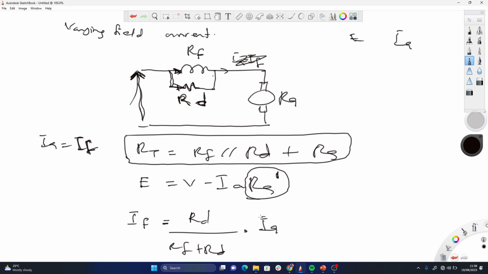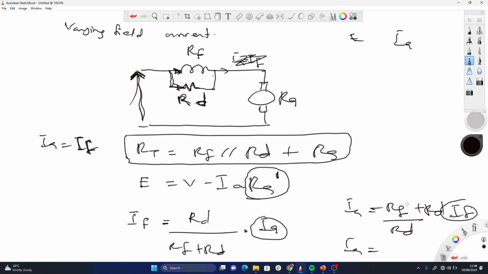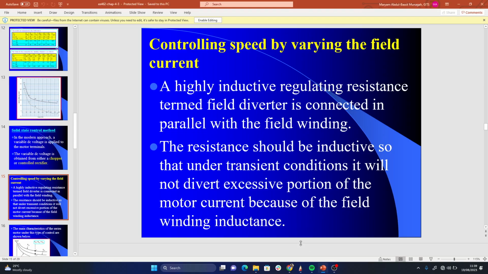So I need IA. IA will be equal to RF plus RD over RD, times IF, sorry. So it means I'll multiply all the IFs by RF plus RD over RD. You get it? So RF was 0.05 plus RD. So let's go to the question and see.